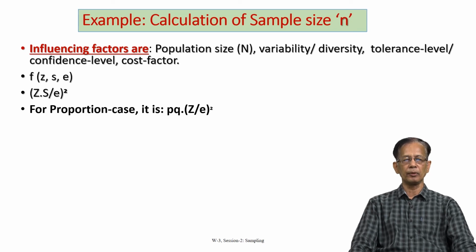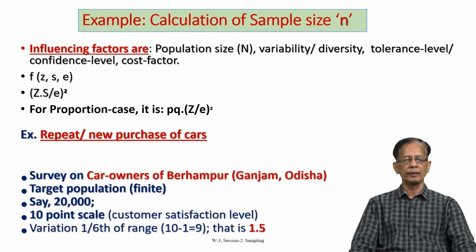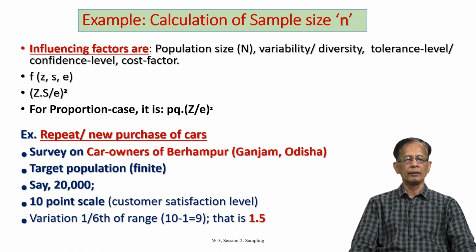Can we take a larger sample? Can we take a small sample or not? So, it is a function of Z, S the variation, and E, and we have several formulas, but I would rather prefer giving one example. Say for example, we are surveying the repeat purchase of cars or old car consumers. Say my city is Berhampur, which is part of Ganjam district in Odisha. Say for example, there are 20,000 such customers who have purchased old cars.